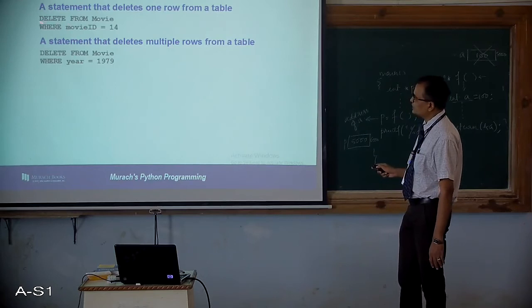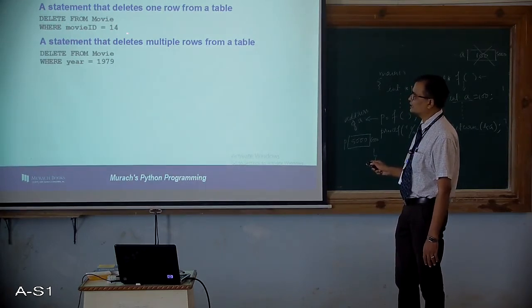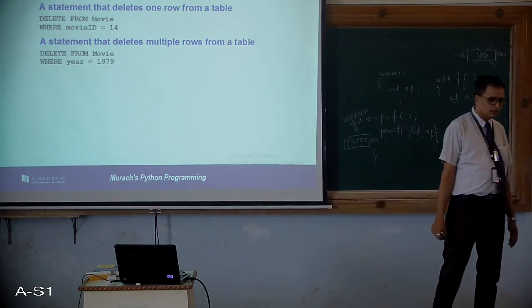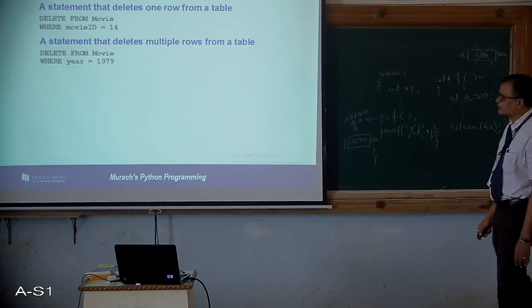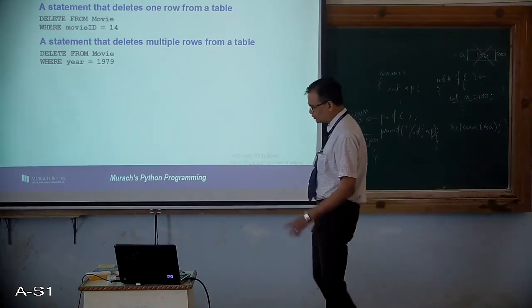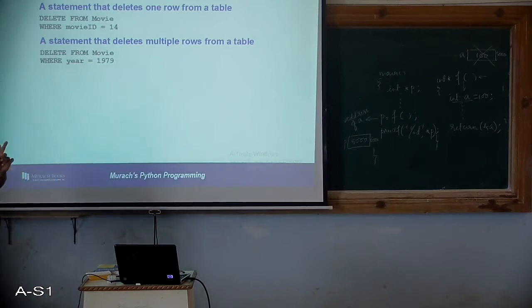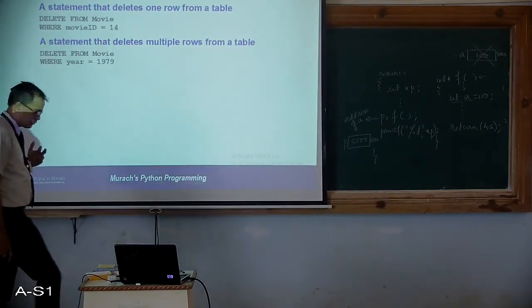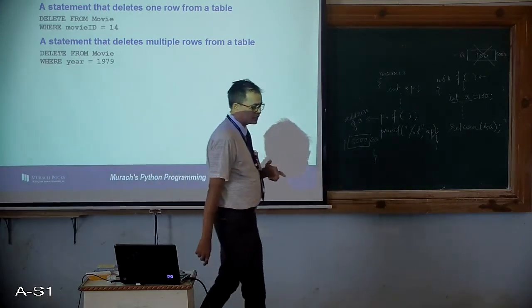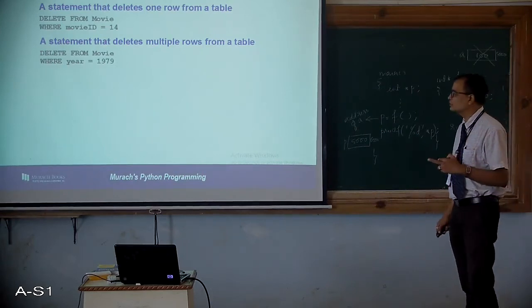Then there is an example: delete from movie where movie ID is equal to 14. I want to delete the record where movie ID is 14. Remember, movie ID is a primary key in the movie table, so only one unique record will be removed from the table. If you want to remove multiple records from a table, that is also possible. It is not necessary that the where clause always contain a primary key.